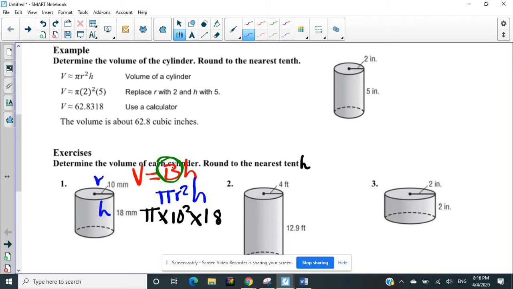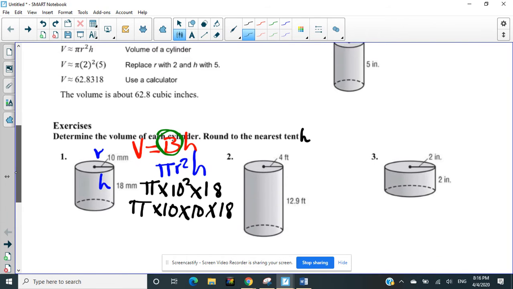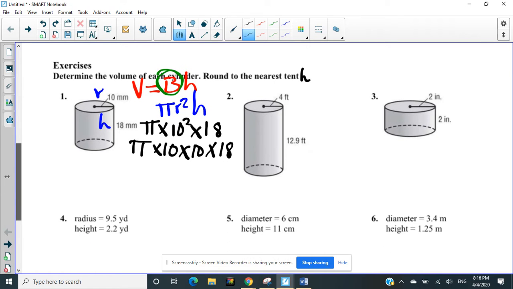Now, if you don't know how to add the exponent on the calculator, then you just simply multiply it: 10 times 10 times 18 times your pi. So, I mean, it's up to you how you want to do it. I'm going to show you how to put it into the calculator, okay?